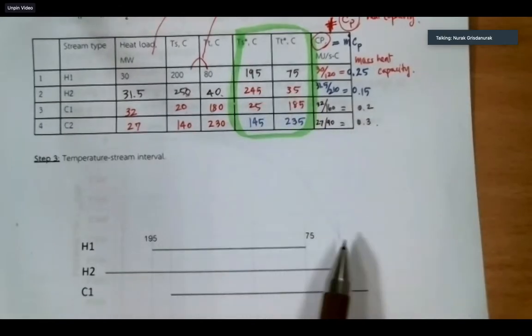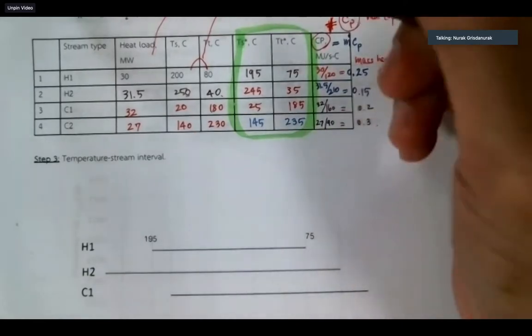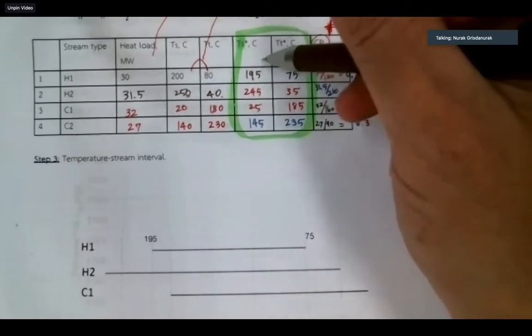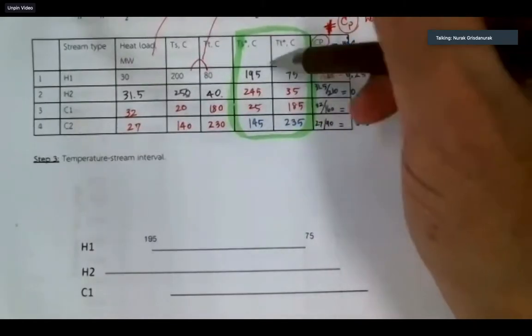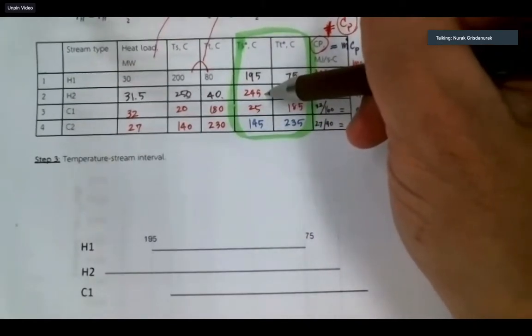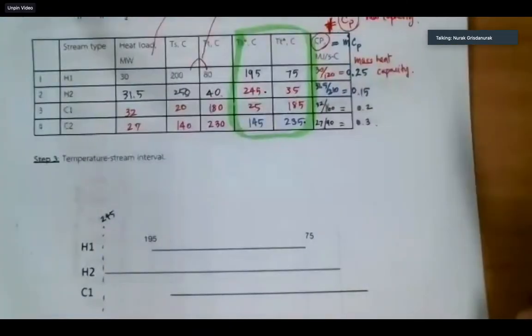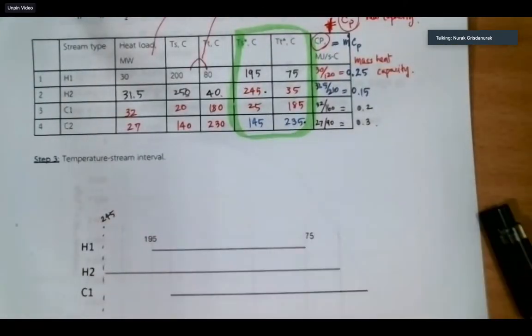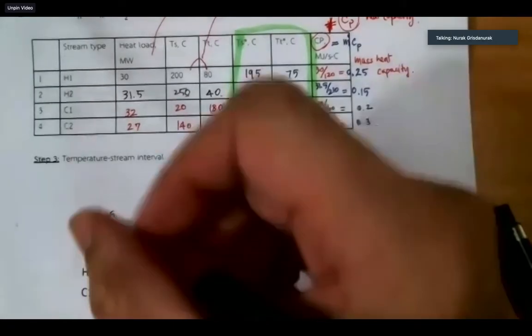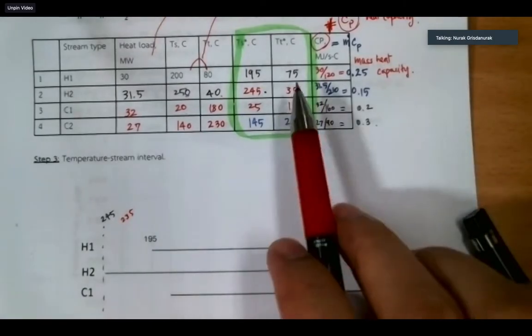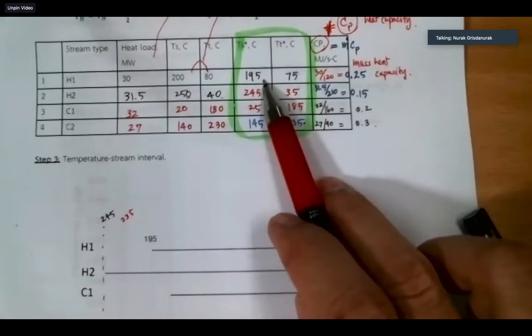The dashed lines come from what? You have to look at the values right here. When you look at the values, the highest value is 245, right? The second one is 235. So I got 245, and the second dashed line here represents 235. The third dashed line then belongs to 195.